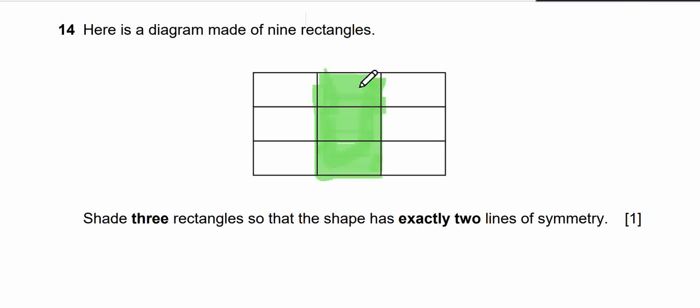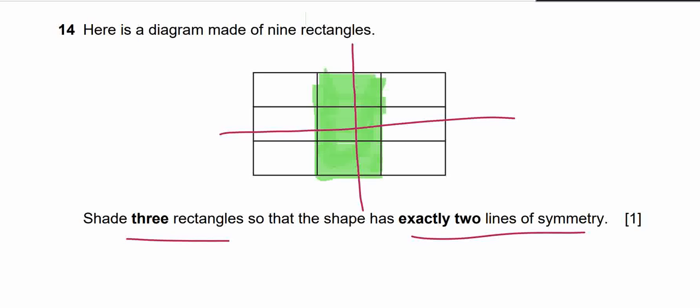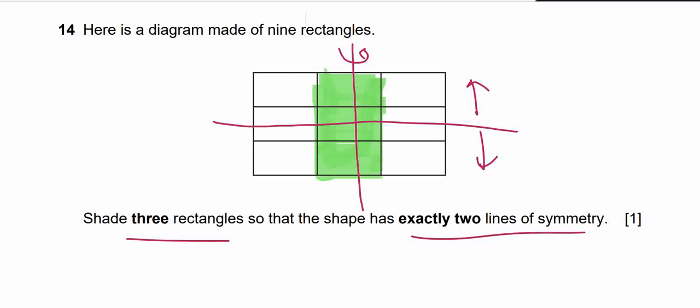So here we go, we shade 3 rectangles. 1, 2, 3. So when we fold it along this line, we have 1, and then this one we have 2, exactly 2 lines of symmetry. So when we fold along this line, we get matching, overlapping, and when we fold along this line, we get exactly matching 2 parts, top and bottom. Right, next.